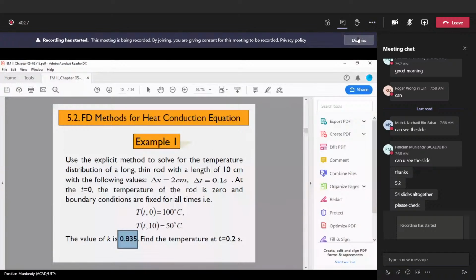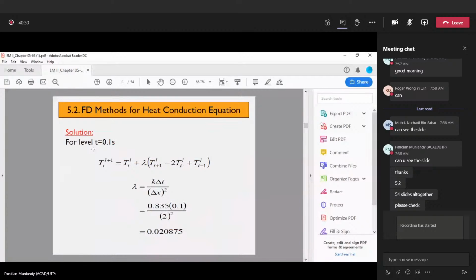So now we call this level T 0.1. At this T 0.1, you want to calculate the temperature, capital T. In this case, your L is 0. The equation is T superscript L plus 1 subscript I equals T superscript L subscript I plus lambda times T superscript L subscript I plus 1 minus 2 T superscript L subscript I plus T superscript L subscript I minus 1. This is the starting equation. This equation will be given, or you can refer to it. And the lambda is given like this.